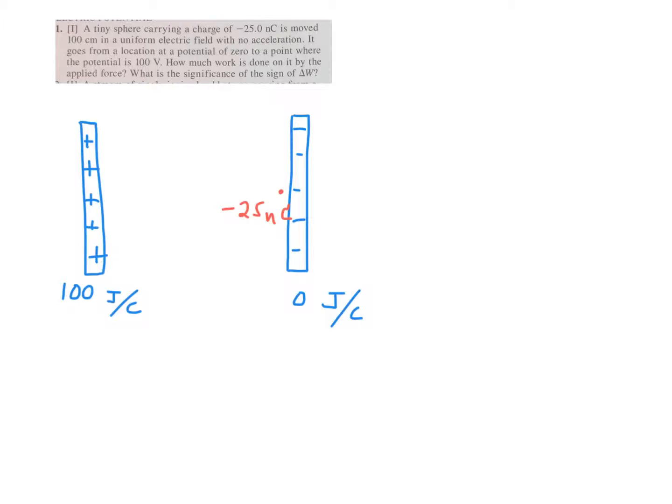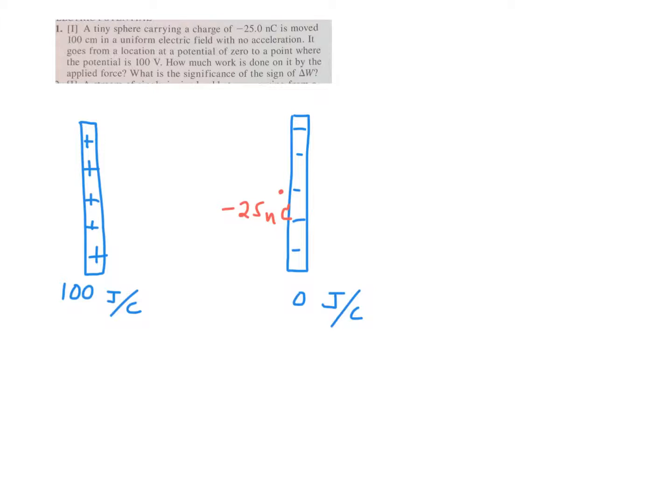I'm doing this all by convention. We have the positive plate being the 100 joules per coulomb of potential. The charge would easily do this on its own. It wouldn't take any work on my part or the mover's part to actually do this work. In fact, we are going to be, in a sense, doing negative work.